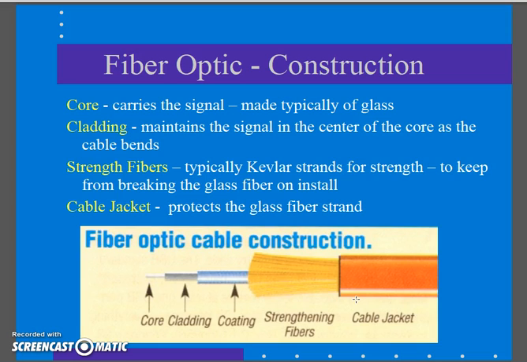Here's the actual construction of the fiber if I cut it away. We showed you examples earlier this semester, but starting on the outside, if I cut my cable jacket away, I find underneath it the strength fibers. Those are the yellow fibers, typically Kevlar, that are there for strength to try to keep this fiber from snapping as I'm pulling it or installing it in place.